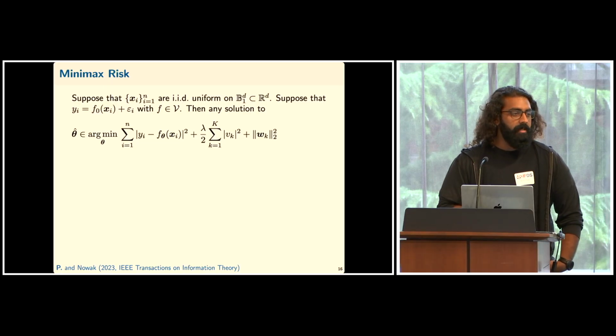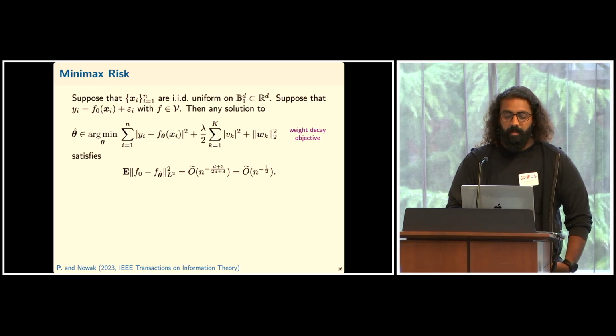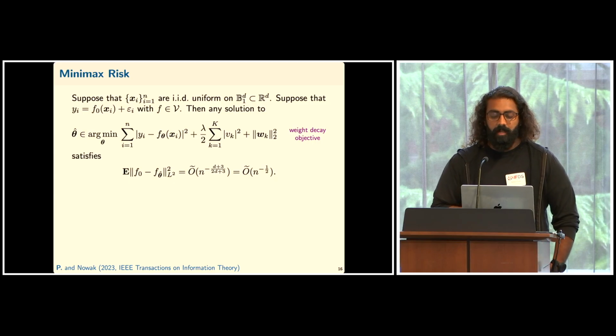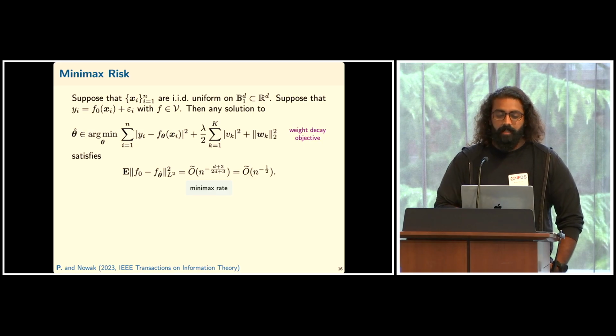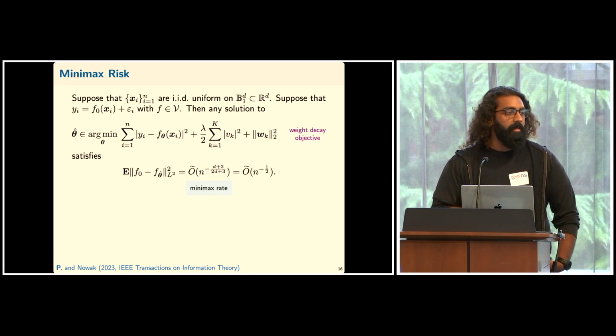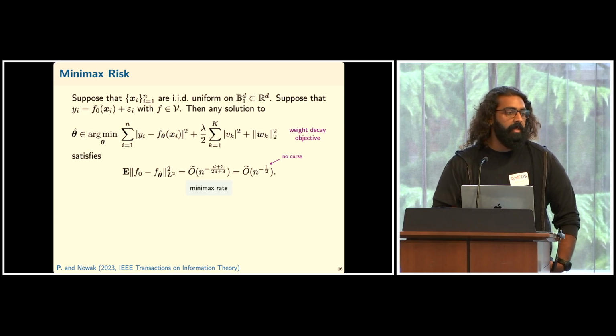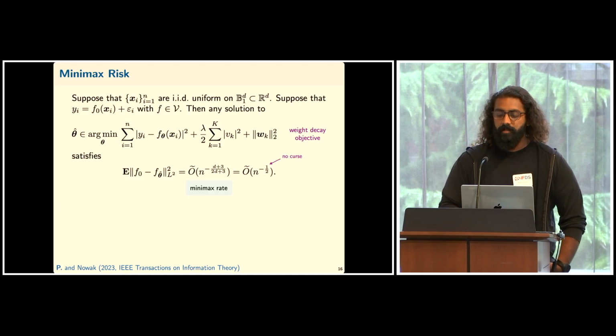Okay, so now we can talk about the minimax risk. Let's suppose that, again, our x's are drawn IID uniformly from the unit ball of R^d, and then we see y equals f of x plus noise. Then any solution to this weight decay objective problem actually satisfies this decay rate right here. So the mean squared error decays like n to the minus (d+3)/(2d+3). This is actually the minimax rate for this class, so no other method can do better, so that's kind of interesting. And we have this n to the minus 1/2 rate, so in some sense there's no curse of dimensionality.